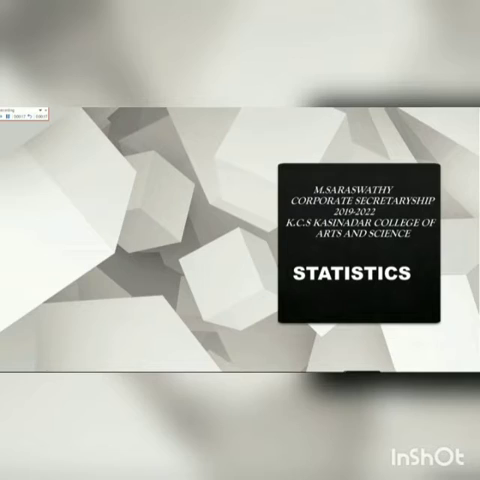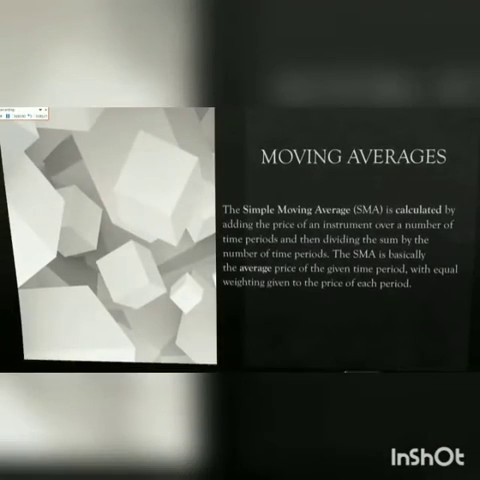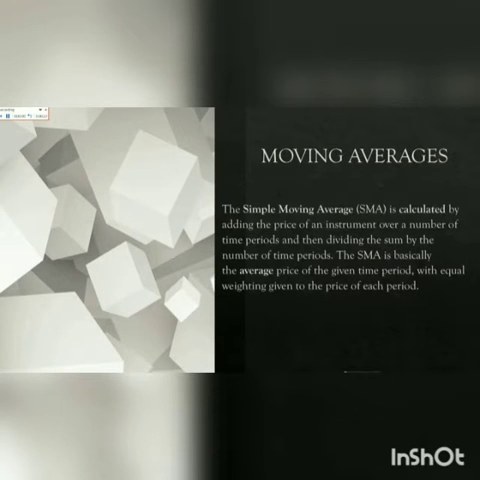Today, my topic is moving averages. The simple moving average is calculated by adding the price of an instrument over a number of time periods and then dividing the sum by the number of time periods. The simple moving average is basically the average price of the given time period with equal weighting given to the price of each period.